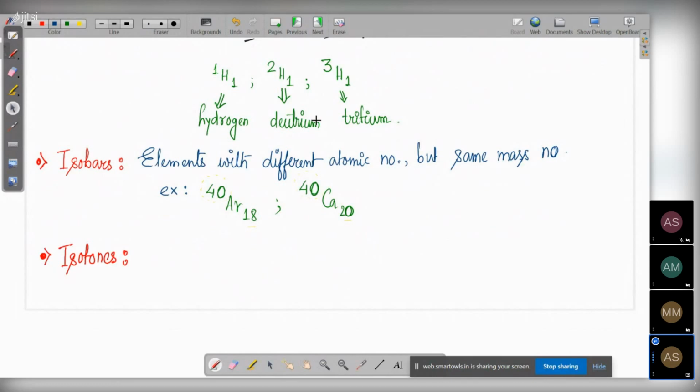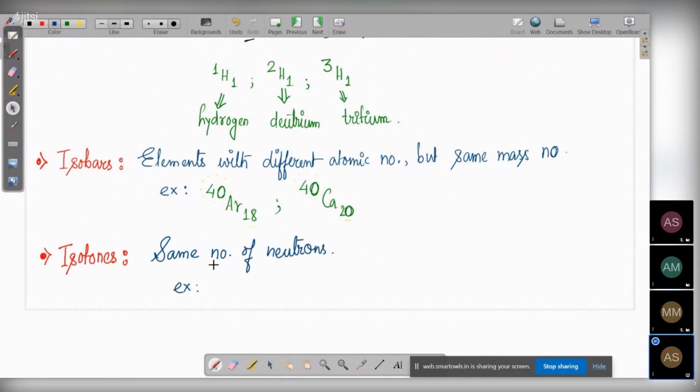So isotopes we had same atomic number, different mass number. That was isotope. Isobar is different atomic number, same mass number. And isotones are elements which have the same number of neutrons. Same number of neutrons. Let's see the example.